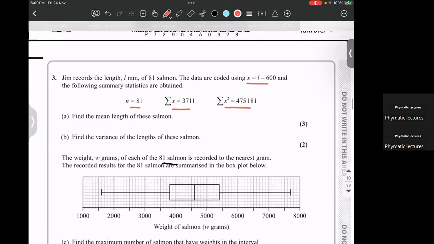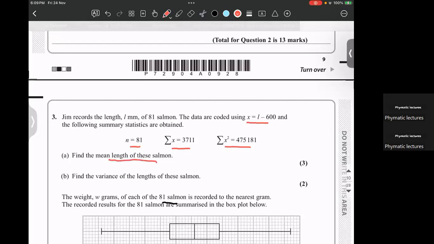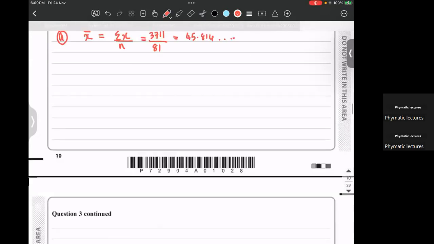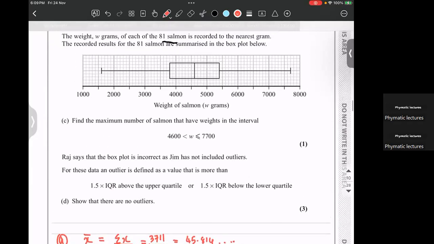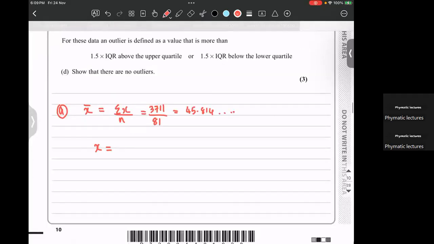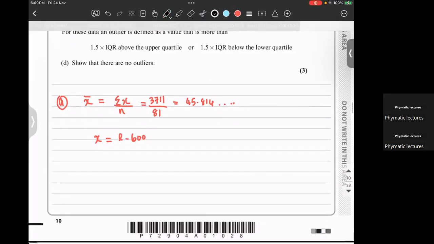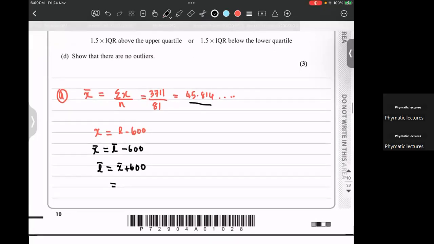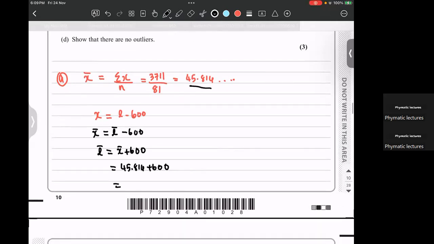Now, using this coded data, we need to find the mean. So here we are interested to find the mean length of this salmon. Length is L. So the equation for the coded data is x is equal to L minus 600. Now you can apply mean to this as well. So that means x bar is equal to L bar minus 600. Therefore, L bar is equal to x bar plus 600. X bar, the mean of x, we already got: 45.814 plus 600.